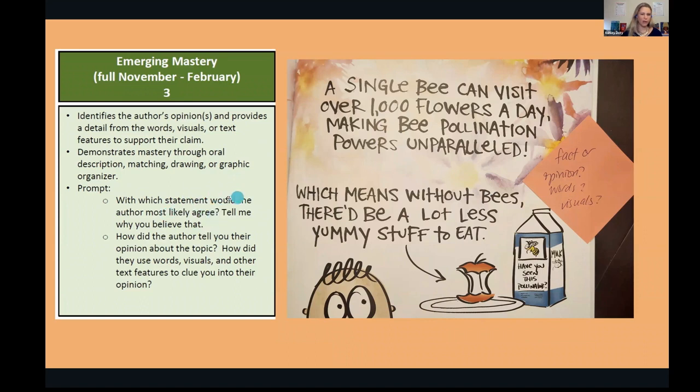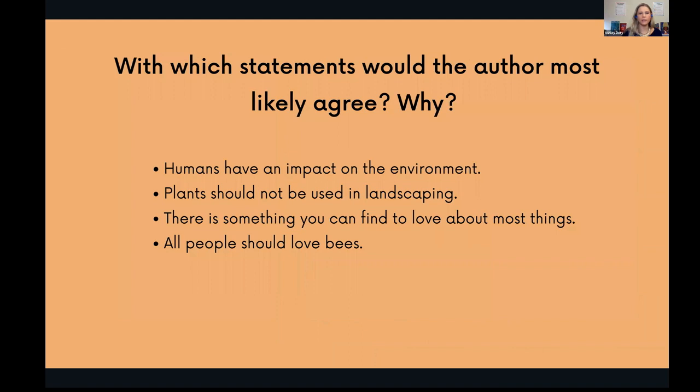With which statement would the author most likely agree? Great higher order question there. So after creating my questions throughout the text, I might come up with some statements that I think would really get the students thinking. Which of these statements would the author most likely agree with and why?